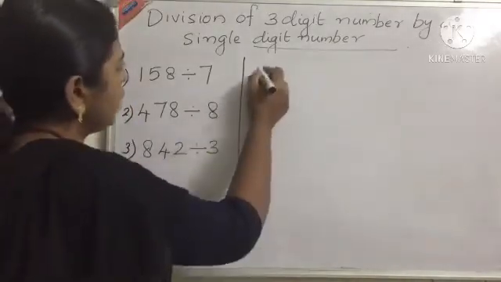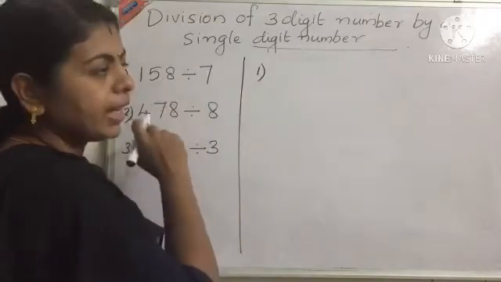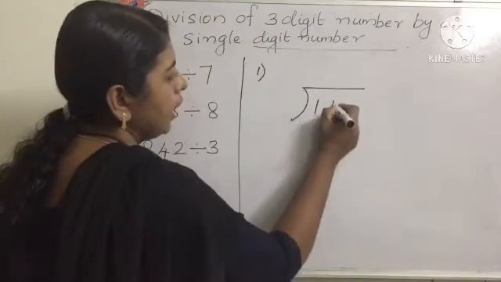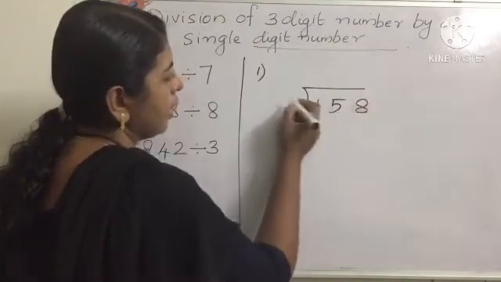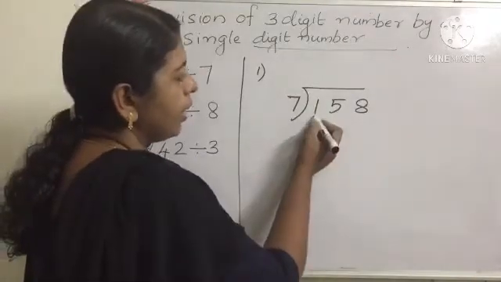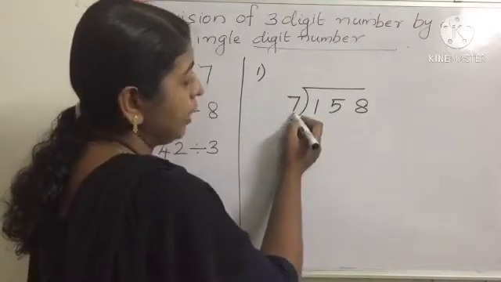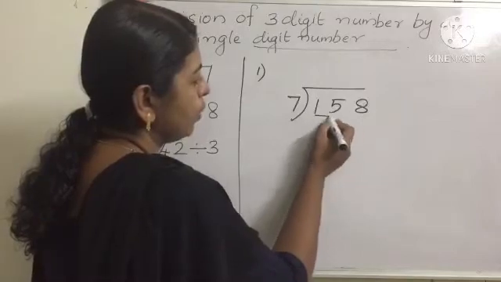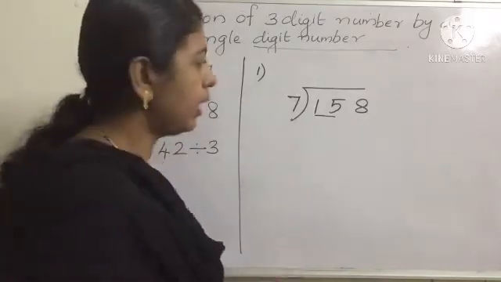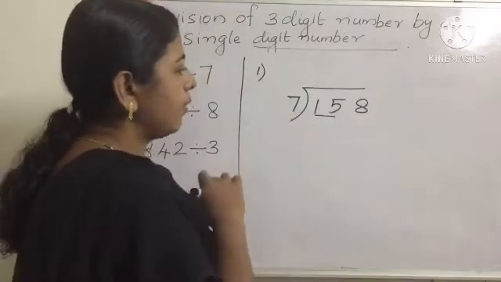start with the first question. It's 158 divided by 7. Okay, then 1, we can't divide it by 7. Then what to do? We will go to the next digit. Now it's become 15. 15 is divisible by 7.